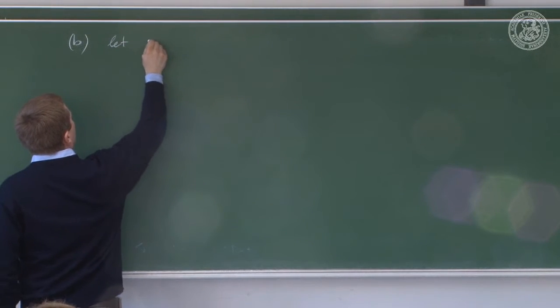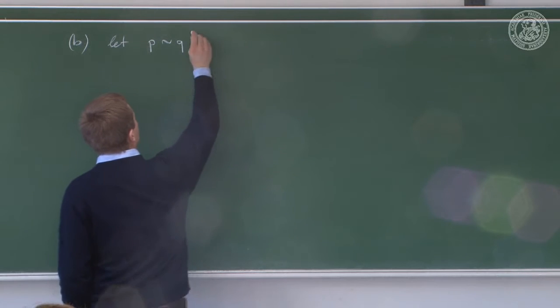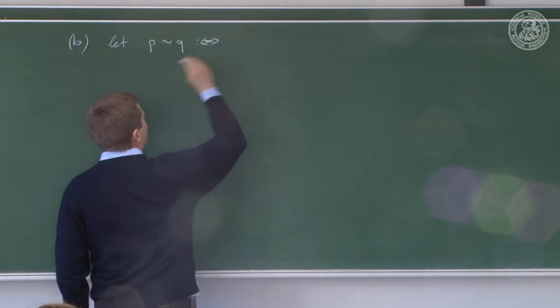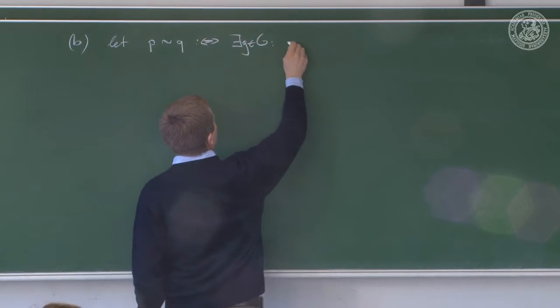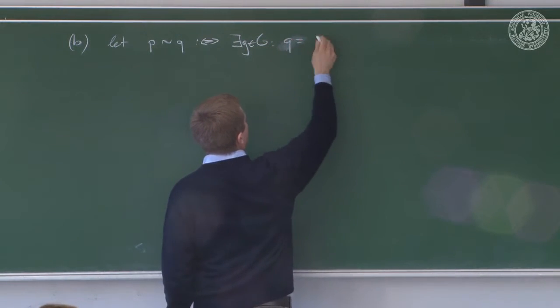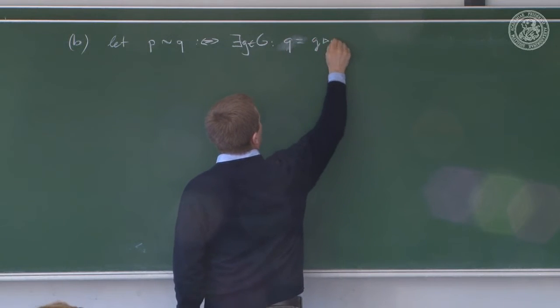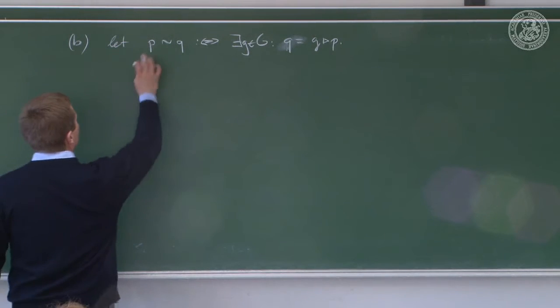Let P be equivalent to Q, these are points in M, by definition, if there exists a g in G such that Q equals, or P equals, it doesn't matter because we can take the inverse, g acting from the left on P. So in other words, they are called equivalent if they lie on the same orbit. So this point and this point are equivalent, but that point and that point are not. Okay?